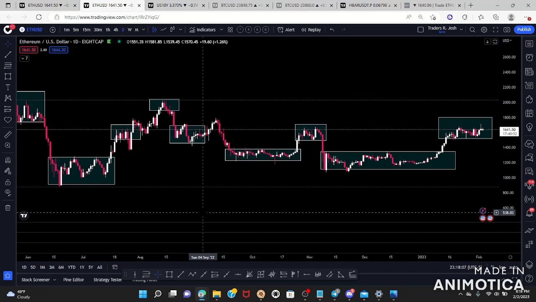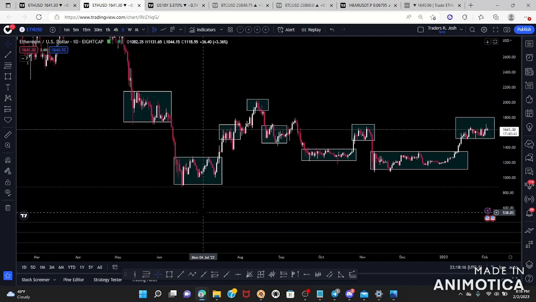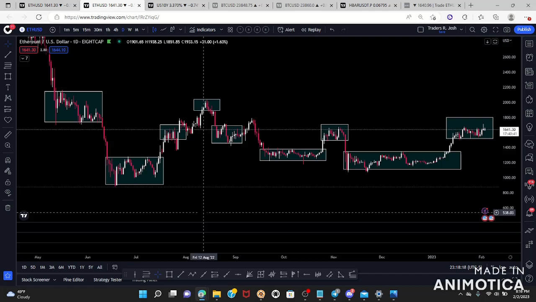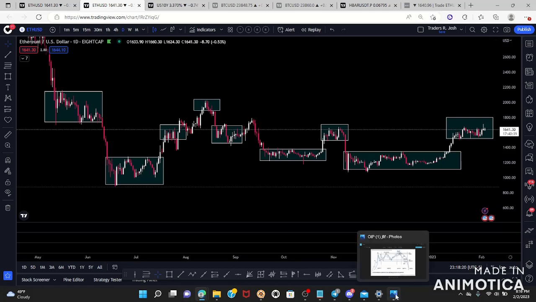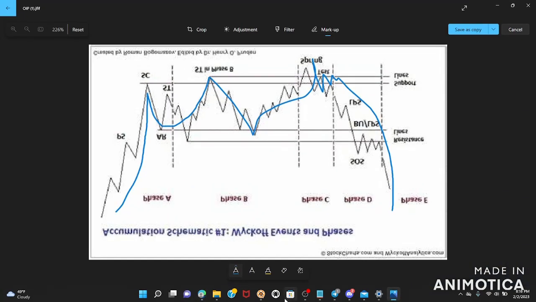Contraction areas are areas where the market makers are placing their orders. They're deciding where the market is going next. So once you understand the market structure, let's understand the Wyckoff method. The Wyckoff method, ooh, this is a cheat sheet.